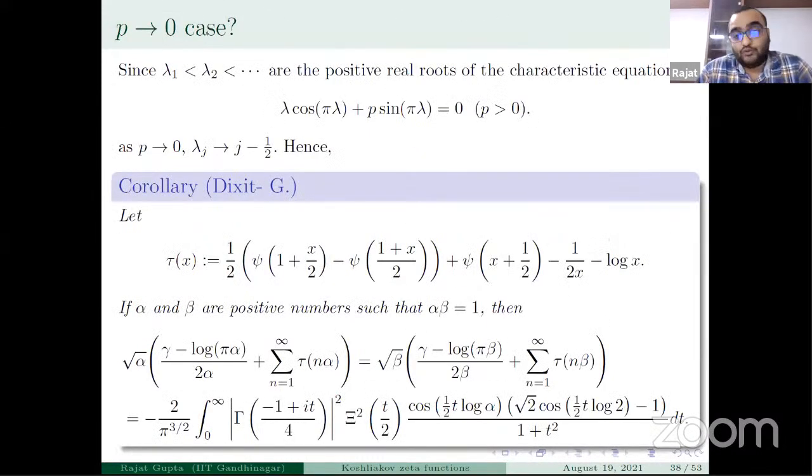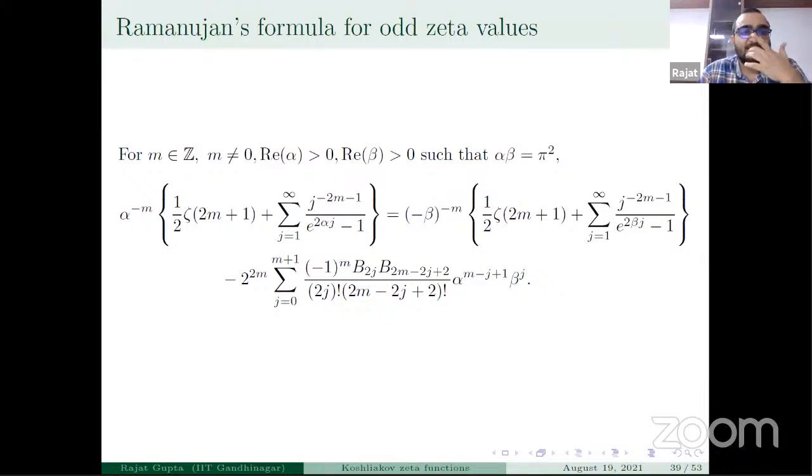Now let me move to the second part of this work, which is on the special values of these Kostakov-Lagrange zeta functions, like odd values, that is, Kostakov-Lagrange zeta functions at odd arguments. Before stating that, let me go over Ramanujan's formula for zeta of 2m plus 1. For m belonging to Z and real part of alpha, real part of beta positive, such that alpha beta equals pi square, we have such a modular relation.